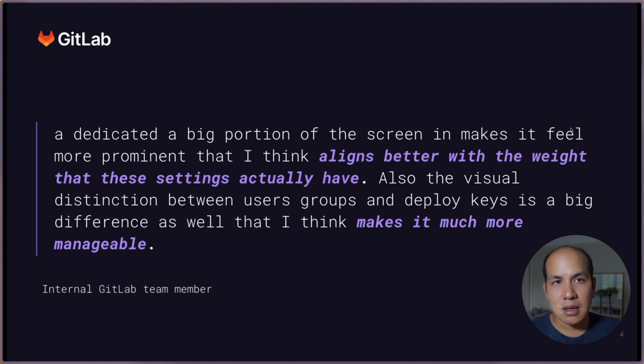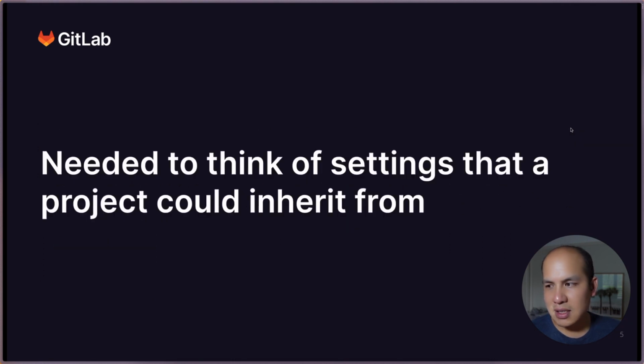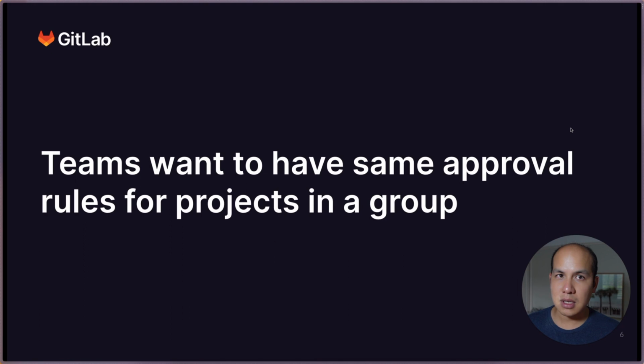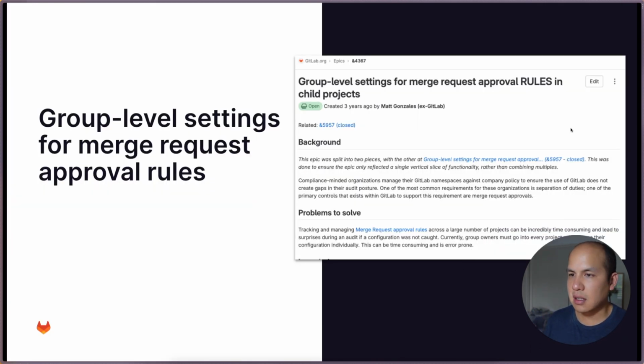But one thing I have overlooked is that I need to think of settings that a project could inherit from. And with branch rules, where that could come into play is at the group level. So teams want to have the same approval rules for projects in a group. And this is a request that we've seen, requesting for merge request approval rules that are defined at the group and cascade down to projects.